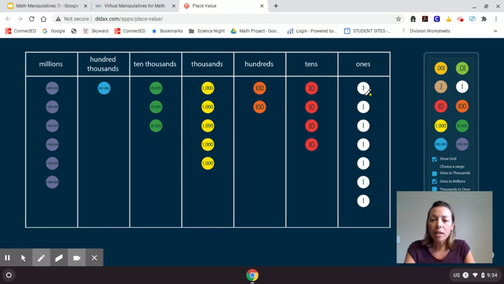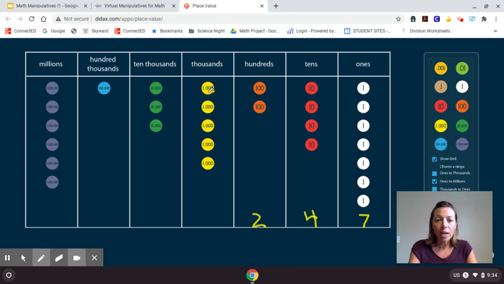Ones. 1, 2, 3, 4, 5, 6, 7. There are 7 place value discs in the ones column. In the tens column, there are 1, 2, 3, 4 place value discs. Now that's just how many discs. It's not the value, it's just the digit in that column. The hundreds column has 1, 2. So we're going to write that down.